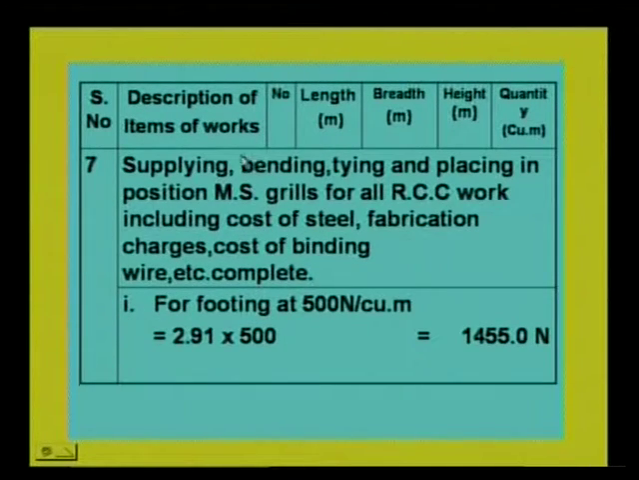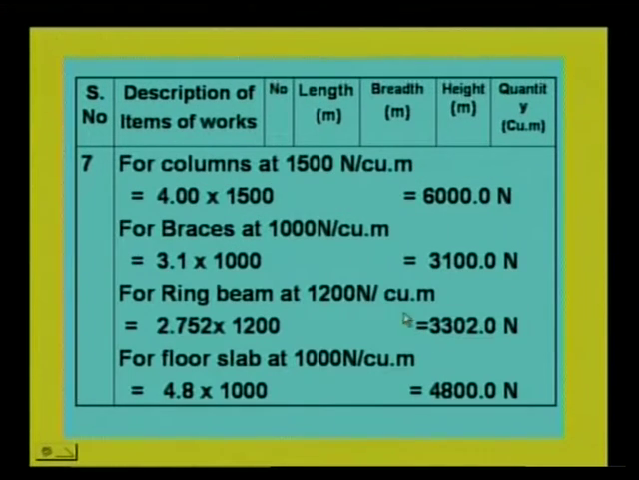The next, supplying, bending, tying and placing in position MS grills for all RCC works, including cost of steel, fabrication charges, cost of binding wire, etc., complete. These items are calculated as follows. For footing, the quantity of steel is taken as 500 Newton per cubic meter. So the total quantity multiplied by 500, that quantity is 1455. Similarly, for columns at 1500, the quantity is 4 multiplied by 1500. So for 1 cubic meter it is 1500. So 4 into 1500, 6000.